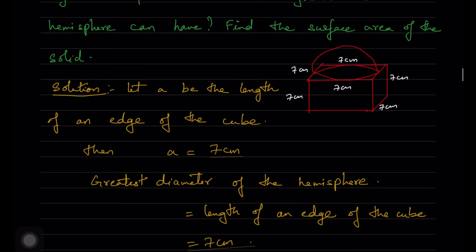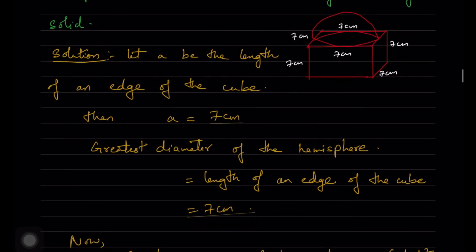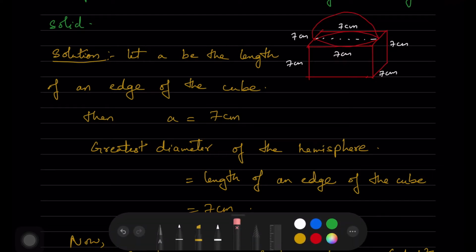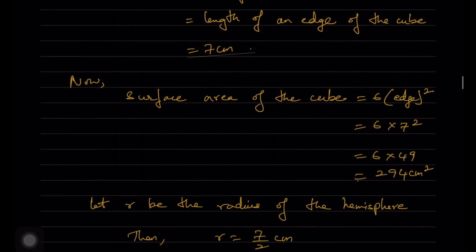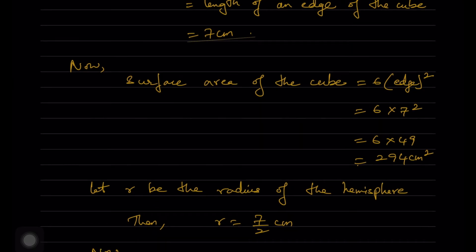Now here let a be the length of an edge of the cube. So a is equal to 7 centimeters. The greatest diameter of the hemisphere is nothing but the length of the edge of the cube itself. So this is the greatest diameter, which I marked in white color. This is nothing but the length of an edge of the cube, which is equal to 7 centimeters, the greatest diameter of the hemisphere. Now the surface area of the cube is equal to 6 into a square, which is equal to 6 into 7 square, which is equal to 294 centimeter square.